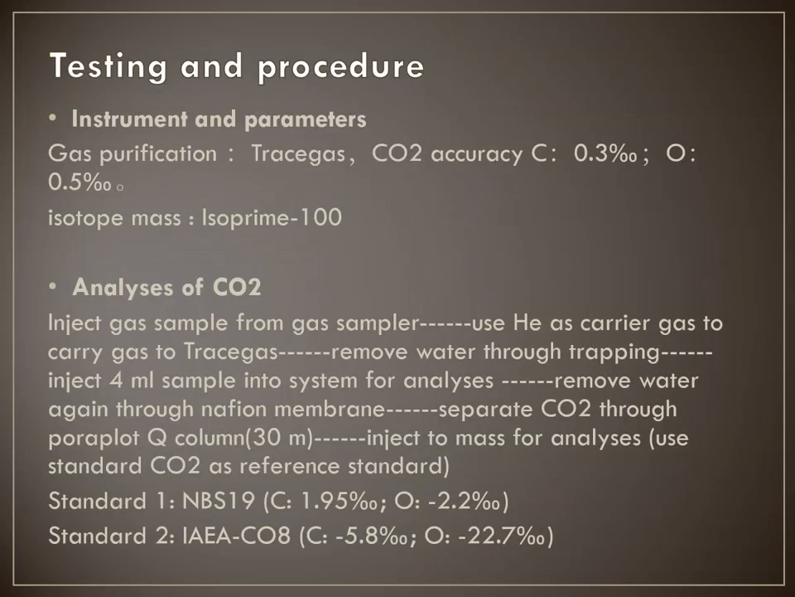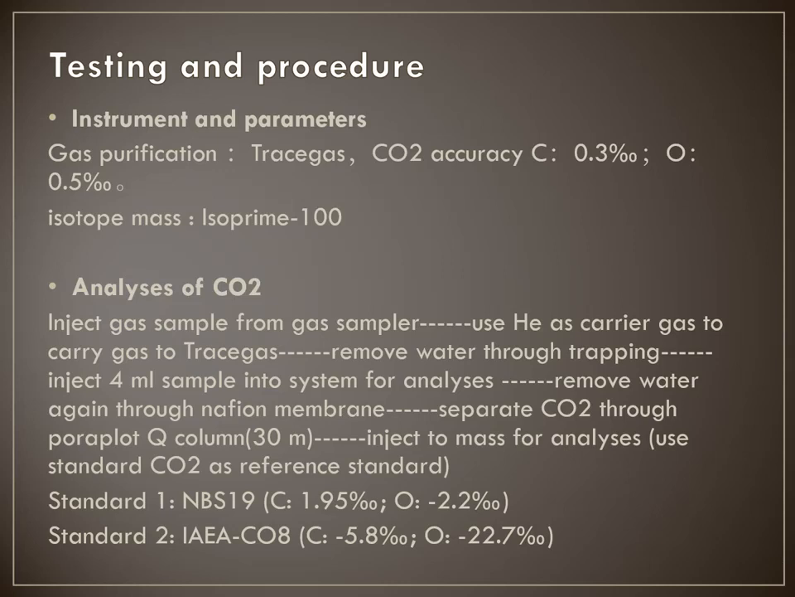So how the data was obtained is based on the procedure cited below. In our case, we have analyzed carbon dioxide and the methane. The instrument used is the IsoPrime 100. This is the mass series number. You can refer and check more introduction from the website.